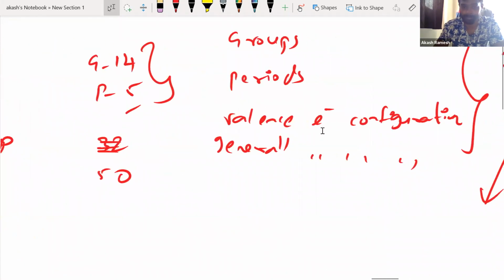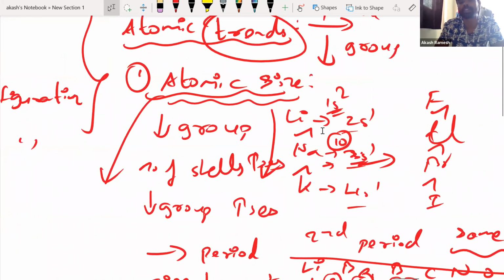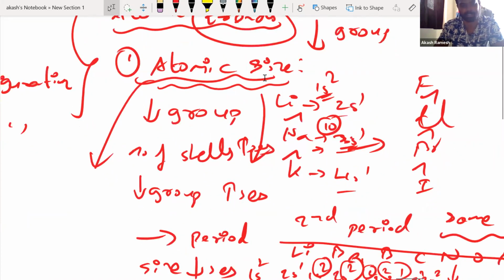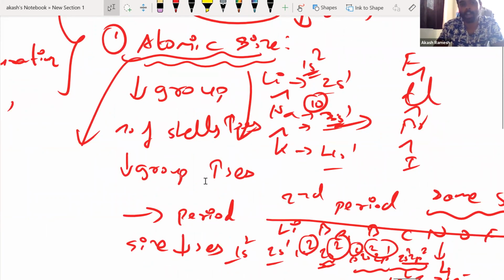And then we saw the atomic trends, right? How certain things vary down the group and from left to right of the period. The first thing we saw was atomic size, right? Atomic size, I told you, down the group it increases, and along the period from left to right it decreases. Why? Down the group, lithium, sodium, potassium, you keep on increasing the number of shells. Here I have only 2 shells, here 3 shells, 4 shells, so the size keeps on increasing because the number of shells increases, right?